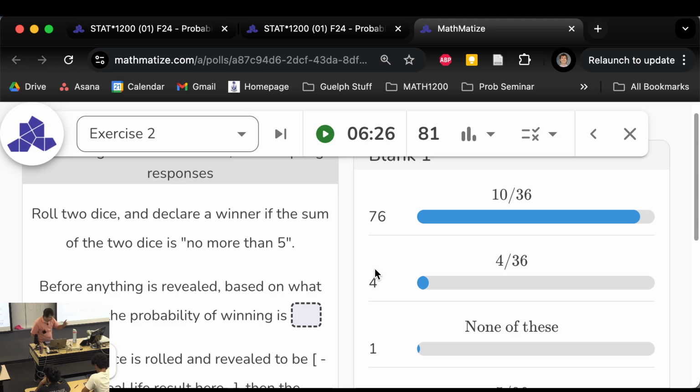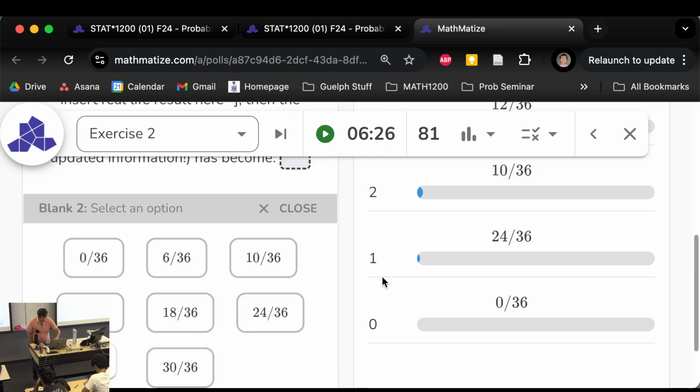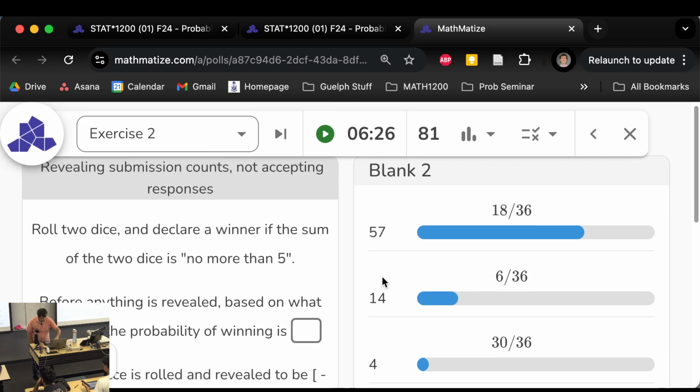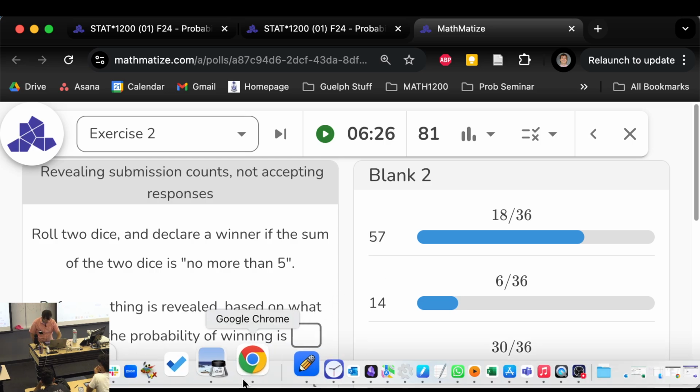Okay, you might have mixed up no more than 5 with exactly 5 or something if you selected 4 out of 36. Okay, but now we rolled a 2. So the first dice came up 2. What is the new probability? And this time, let's see what people chose. Ooh, a little more special. Okay, 57 people said 18 out of 36. 57 is more than half the people, but not as decisive as before. Some people think it's 6 out of 36. Let's do it together and see what the real answer is.